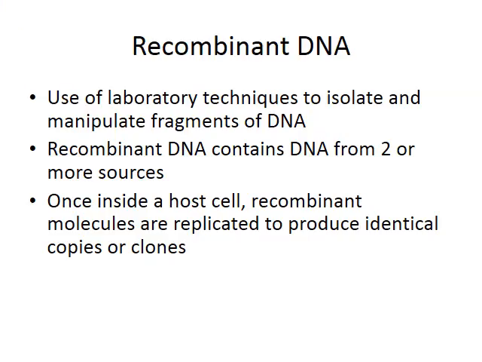The last thing we're going to mention is the idea of recombinant DNA. In recombinant DNA, we in the lab isolate a piece of DNA. We then take some DNA from something else, and we make it part of that sequence. Recombinant DNA is when you take DNA from one source and add DNA from at least one other source to it. So it contains DNA from two or more sources. Think of that as two or more animals, or an animal with a bacterial, or something like that. Once inside the host cell, this recombinant DNA is going to make copies of itself.